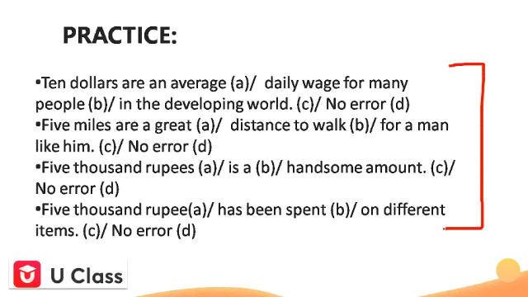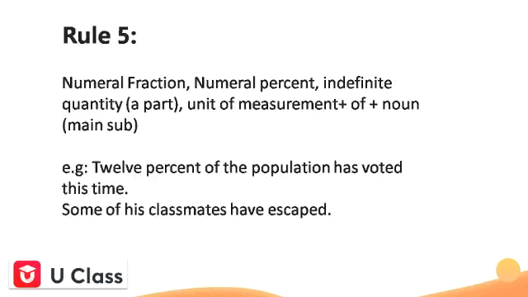Is this clear to all of you? The first one will be $10 is an average. The first three will be is, and the last one will be have. Is it clear to all of you? Okay, next one. Next one will be the last one, I guess.